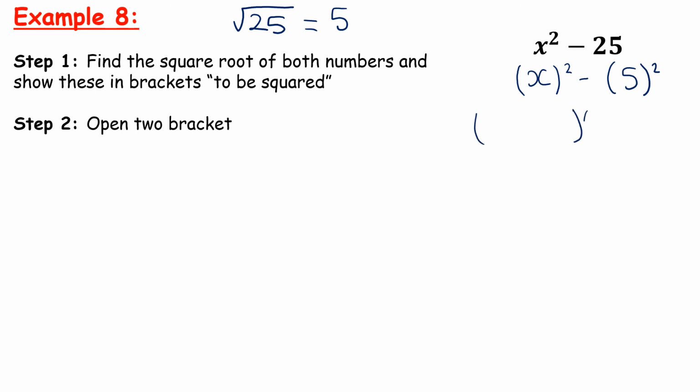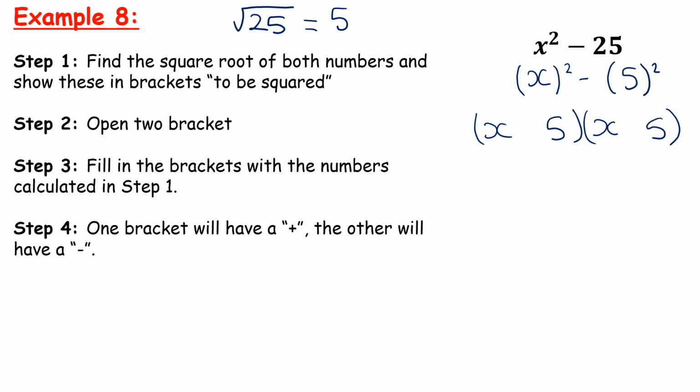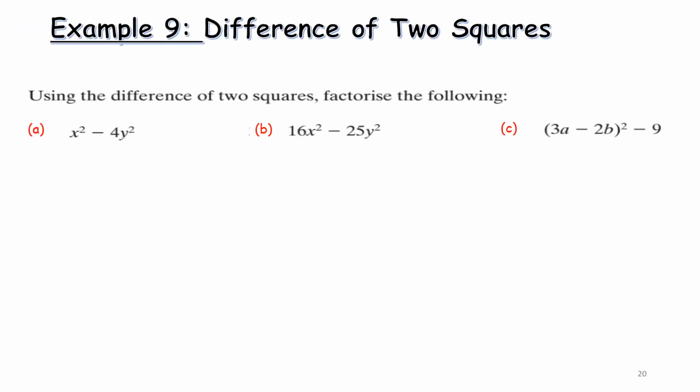We're now going to open two brackets. This looks like our answer for the quadratic trinomials. We're going to fill the brackets in with the numbers we calculated in step 1. So an x goes at the start of each bracket and a 5 goes at the end of each bracket, and then one bracket gets a plus and the other gets a minus. How easy is that? So as long as you remember to square root your number, which is a really common mistake, and don't put 25 in our answer, we get x plus 5, x minus 5.